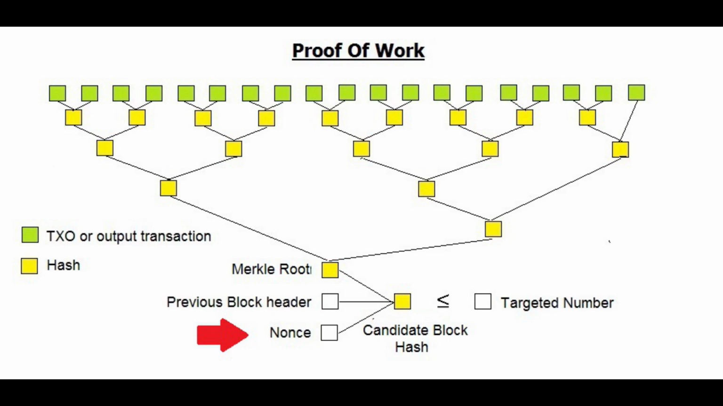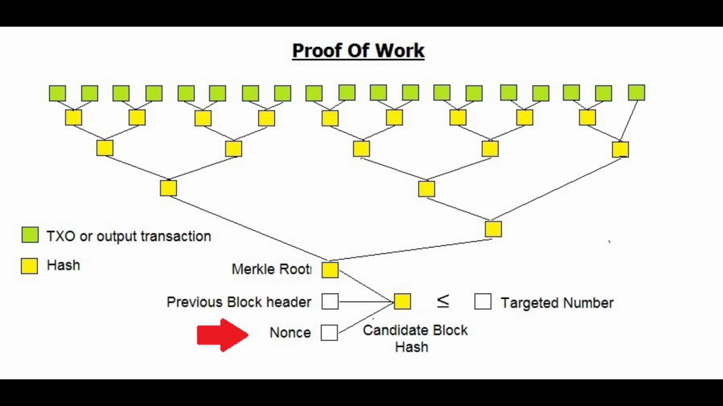Nonce stands for number used once only. This is an arbitrary number of 32 bits. If the first number does not produce a right hash, the nonce number is increased by 1. This is an iteration process. The nonce keeps on changing its number with each rehash.